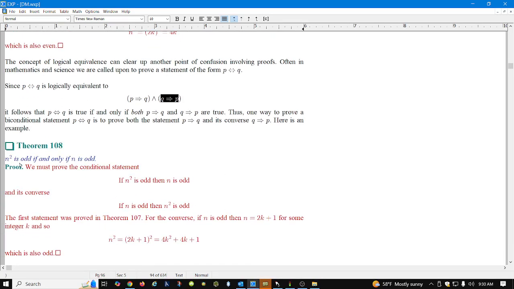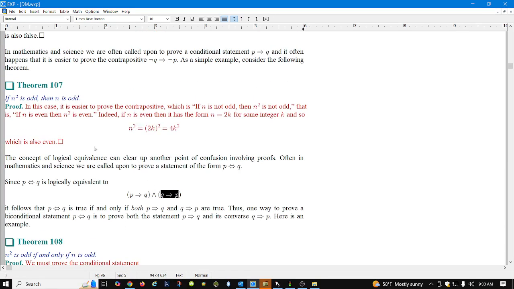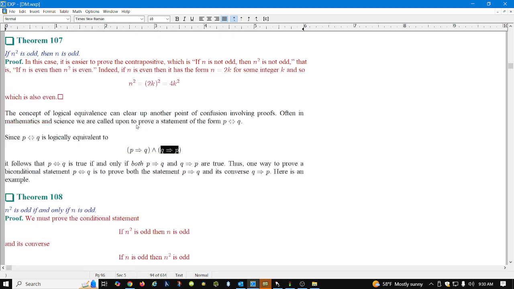Example. N squared is odd if and only if n is odd. So we have two things to prove. If n squared is odd, then n is odd. If n is odd, then n squared is odd. Statement, conditional statement, and its converse. We've already proven that if n squared is odd, then n is odd, and we did that by proving the contrapositive.